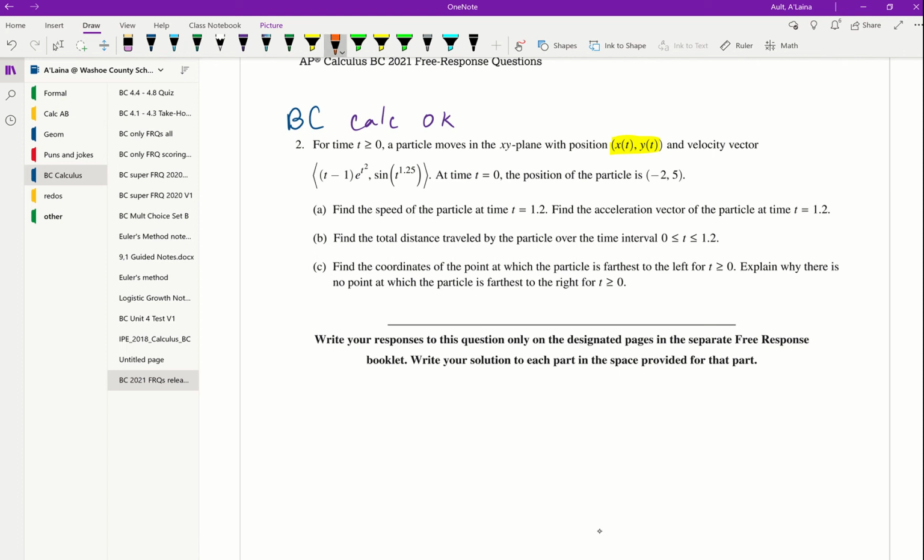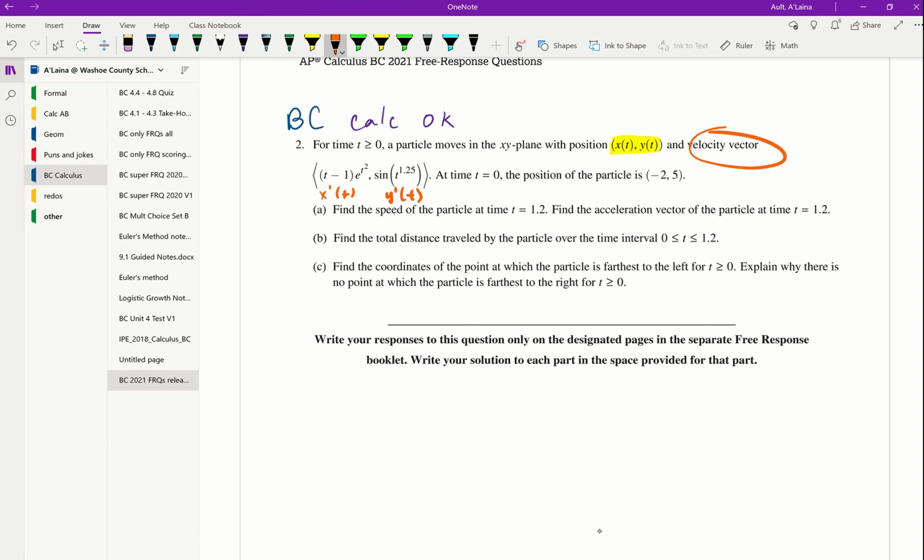Keep in mind, it's really easy to read this incorrectly. This is x prime of t, and this is y prime of t. It's easy to see the word position and to just link it with that, but this is the velocity vector. And we also have an initial position at time 0.